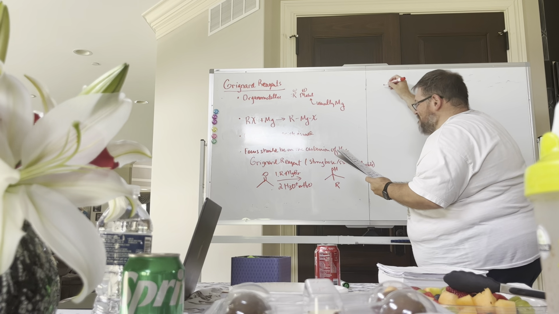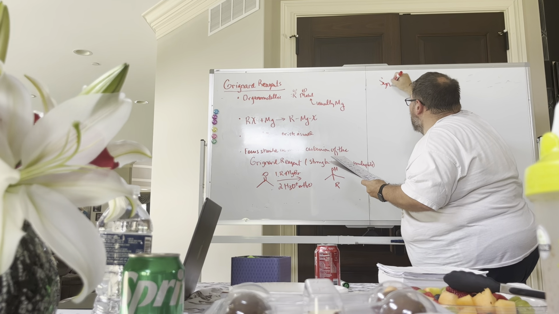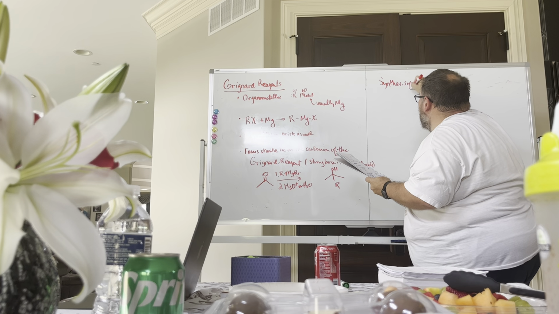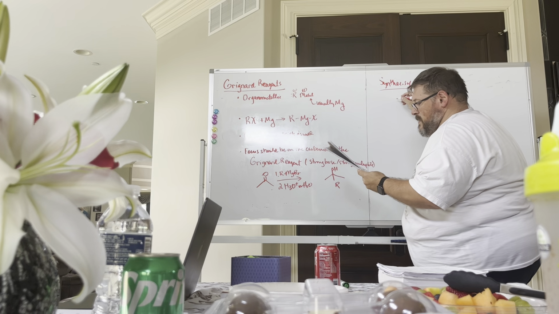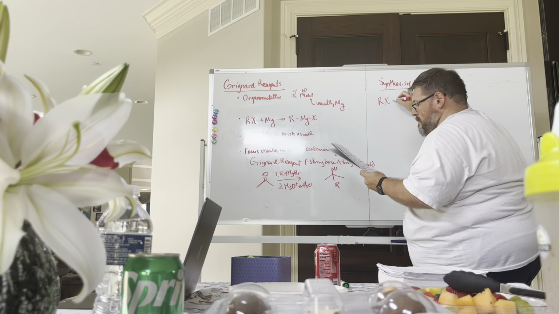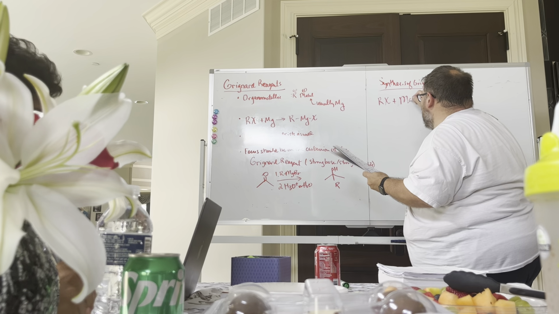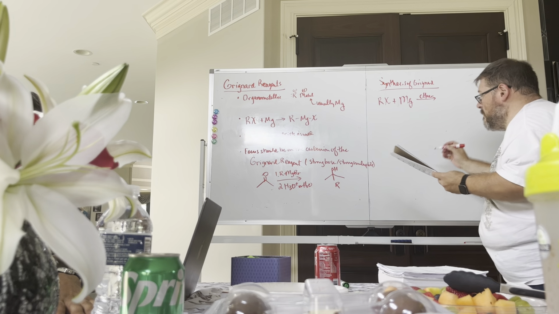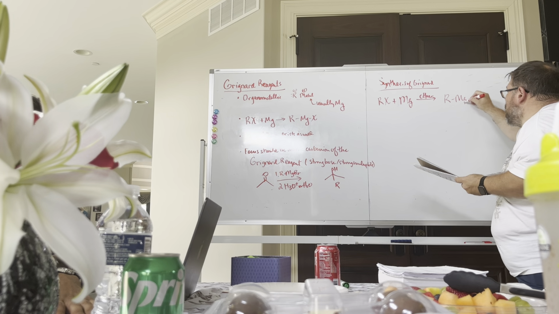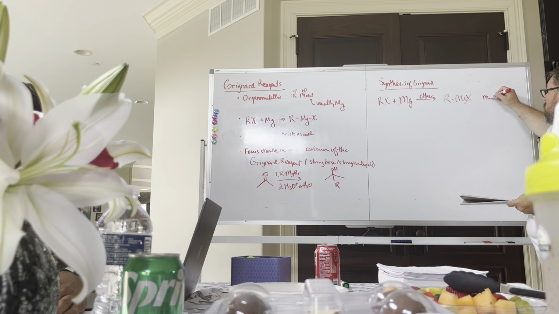Okay, to synthesize the Grignards: first off, RX plus one equivalent of Mg in ether. That will form your actual Grignard. For this one, you must use ether.